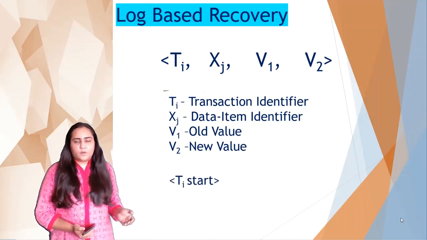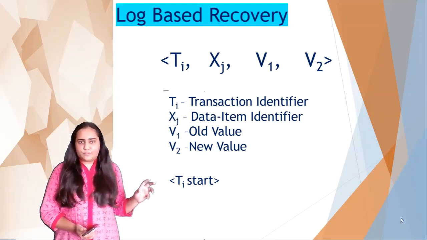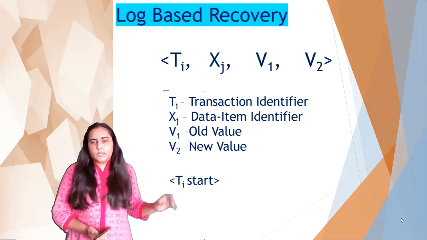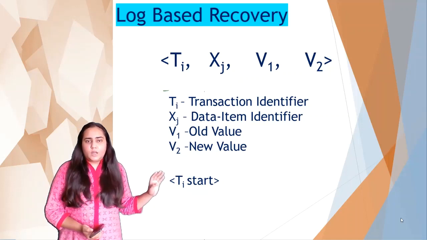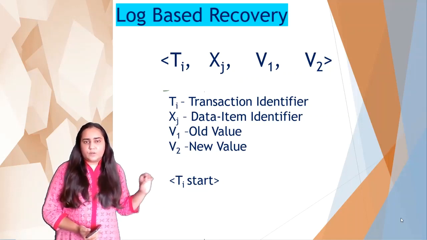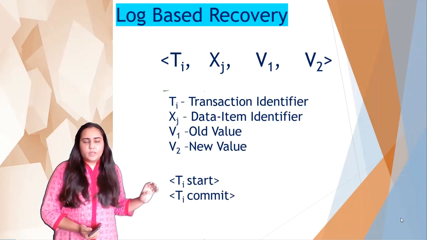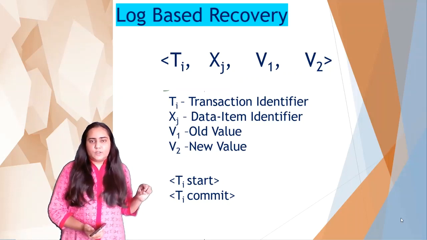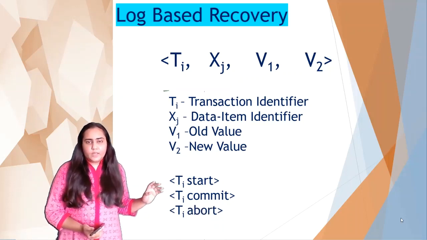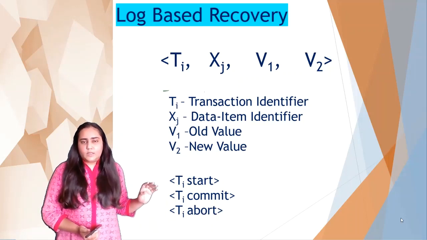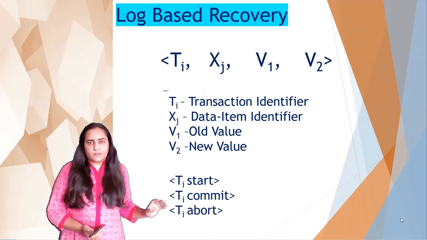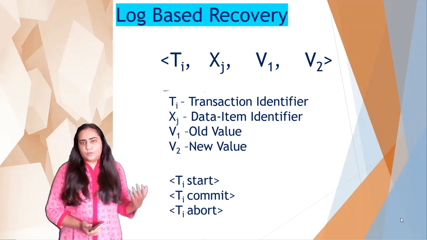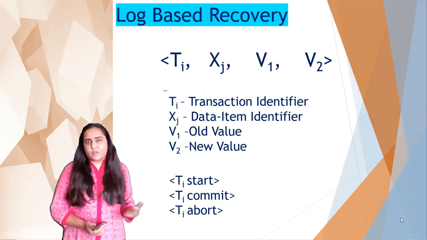Other than this, there are also some operations that are stored in the log file. First of all, if a transaction is starting, then the identifier of the transaction along with the start operation is also noted down in the log file. If a transaction commits, then the commit operation of the transaction is noted in the log file. If a transaction aborts, then that too is noted in the log file. So these many things are noted in the log file. Now let's see how we can use this log file to make a recovery from failure.